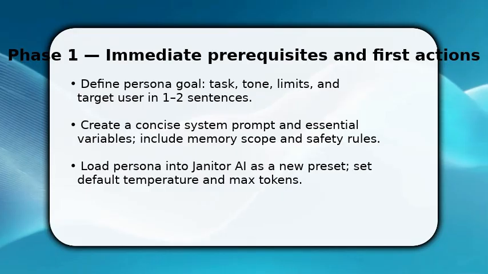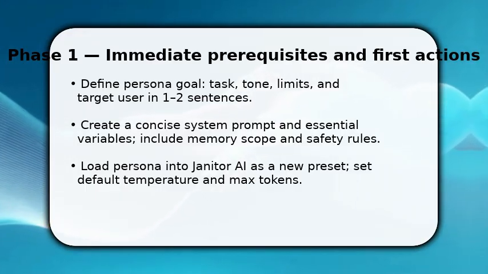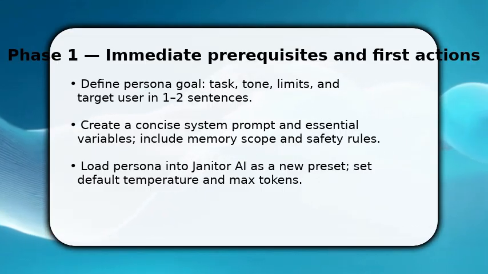You begin by defining the persona's clear goal and boundaries so behavior is predictable. Once done, write a compact system prompt that states role, tone, and safety rules. Next, add essential variables like user context and memory scope so responses stay relevant.